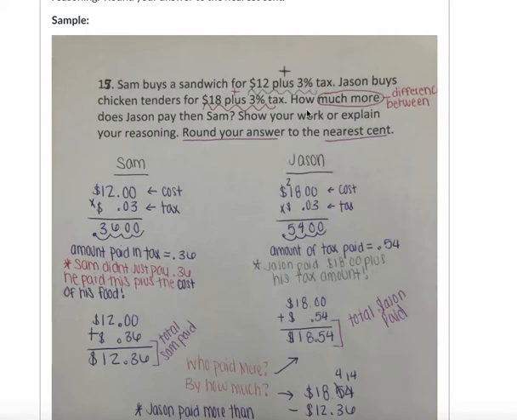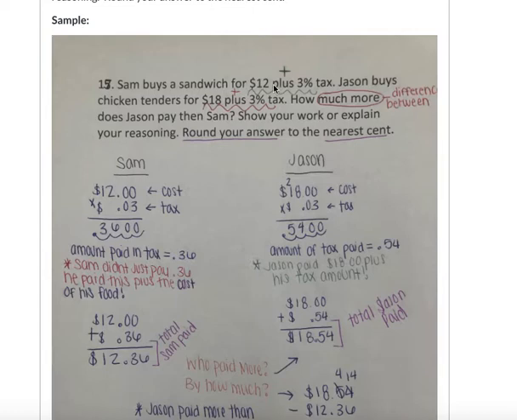This was annotated with how much more. When you see how many more or how much more, that's always going to be a subtraction problem, a difference problem. And then also you'll see at the end where we have to show our work or explain our reasoning. We will get to that point too.